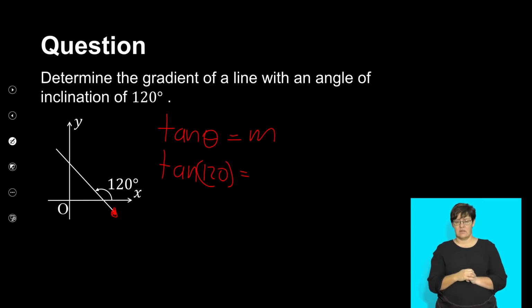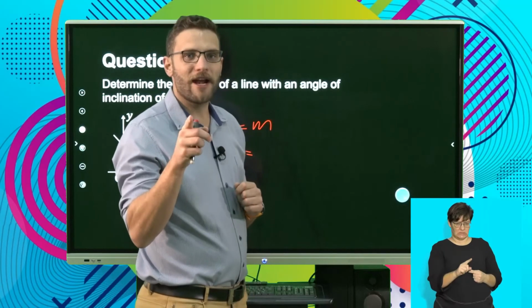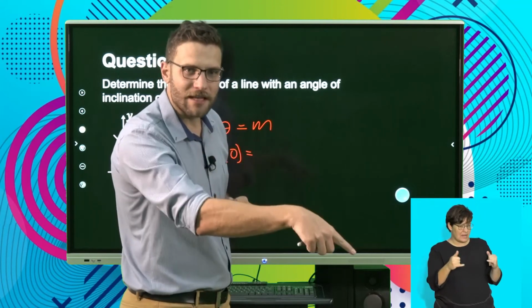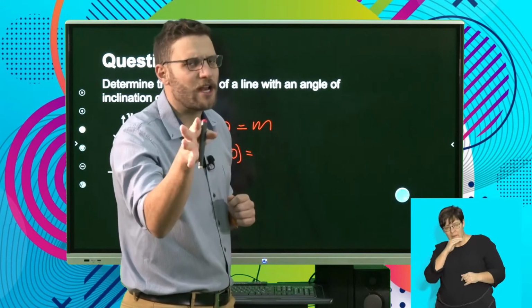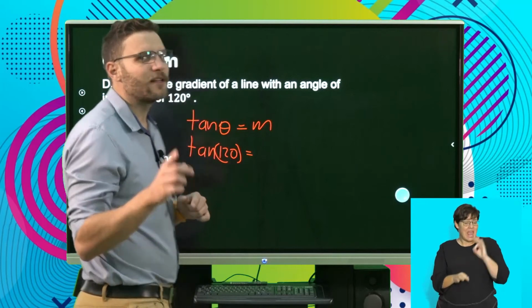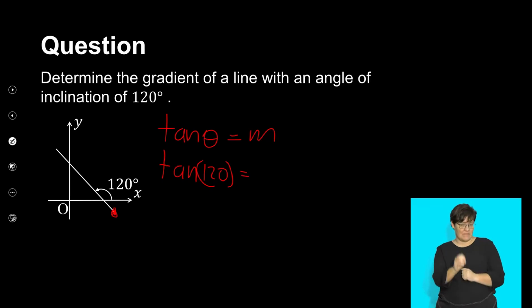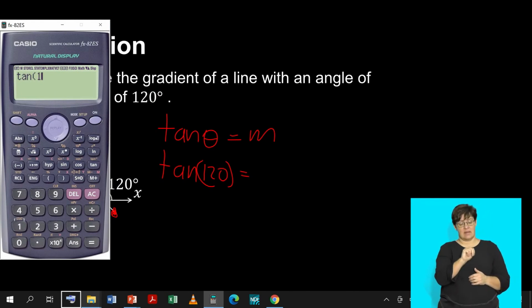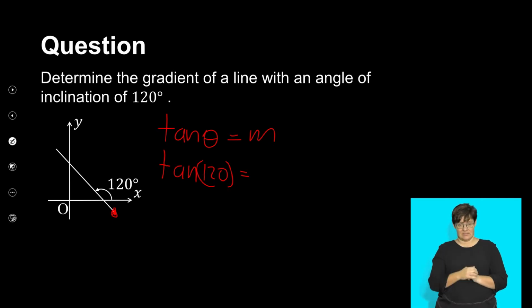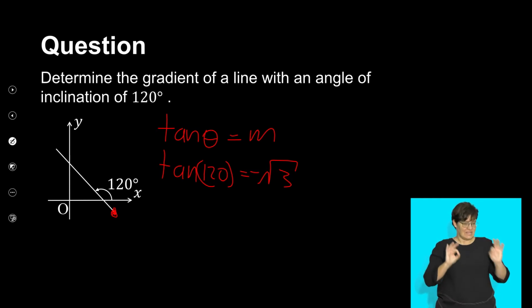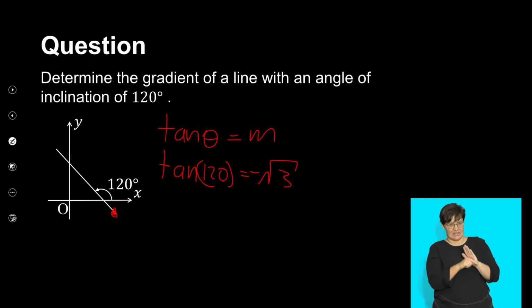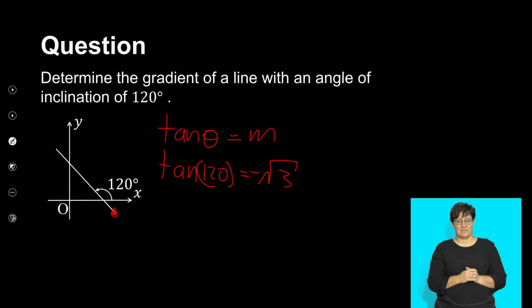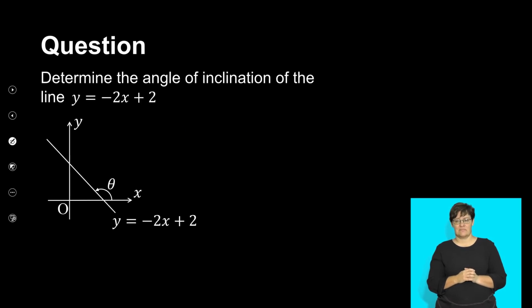What do I expect the gradient to be, though? The line is going down, so the gradient must be negative. If it's not negative, we've somehow made a mistake, so just be careful with that. Let's go back. I can go tan of 120. If I do that, I get a gradient of negative square root of 3. That's exactly what I expected. I expected my gradient to be going down. Excellent.